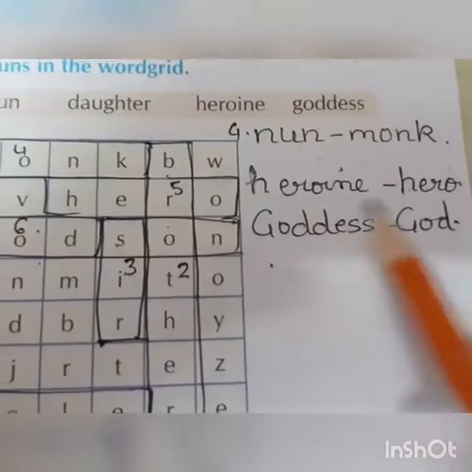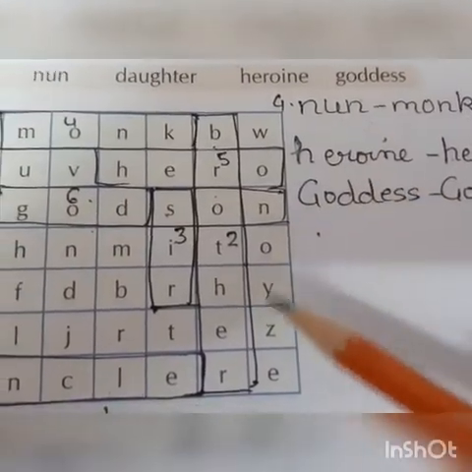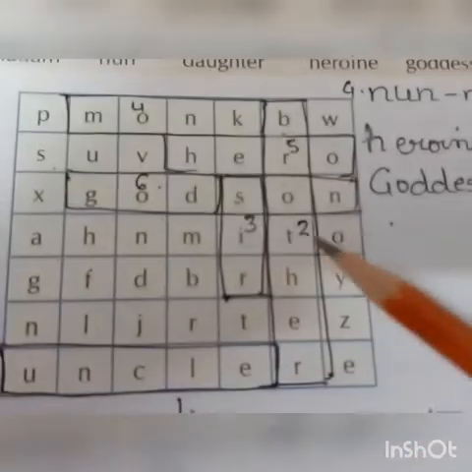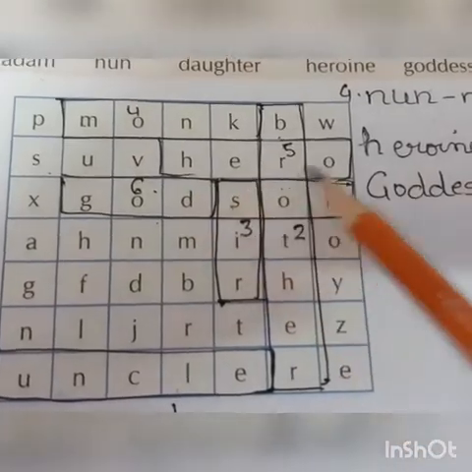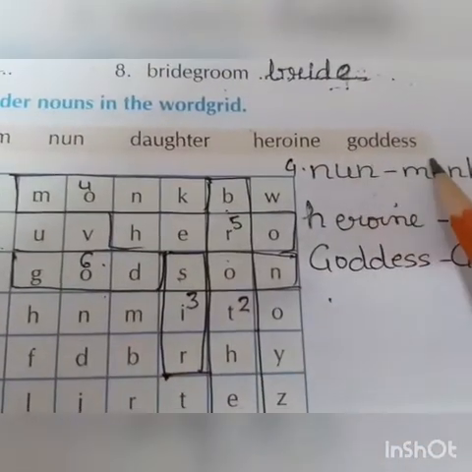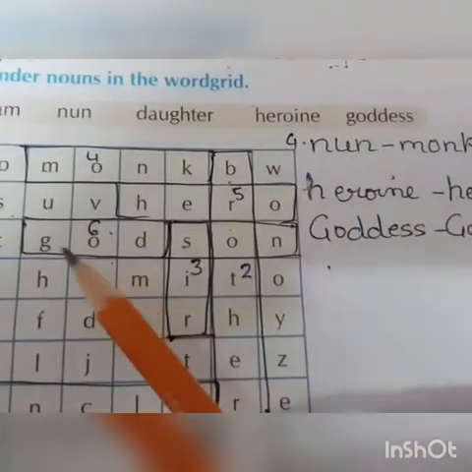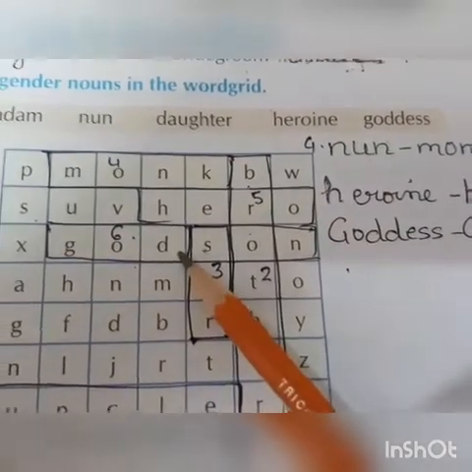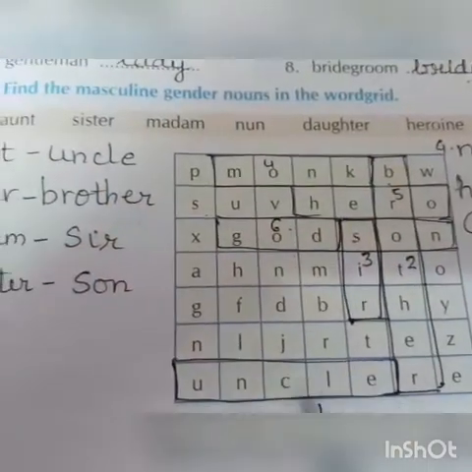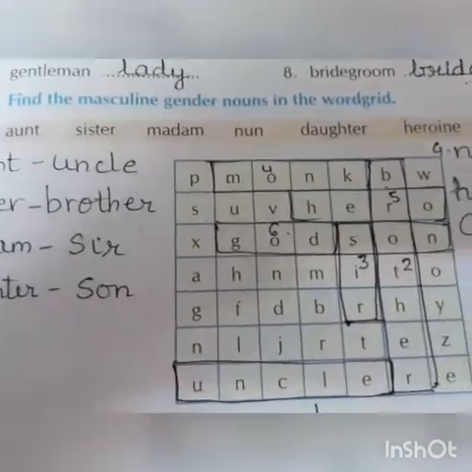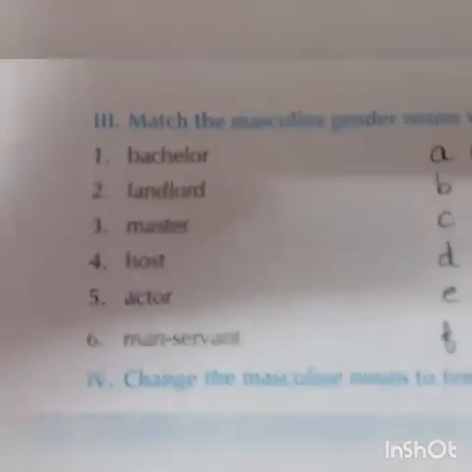This is your heroine, HERO, hero. Where is hero? HERO, hero. Now this is your goddess. What will come with goddess? God, GOD, God. So this way you have to find the answers in the grid. Now next we'll do in the next week. We will be doing on page number 28. This is your question number 3. What is the question?